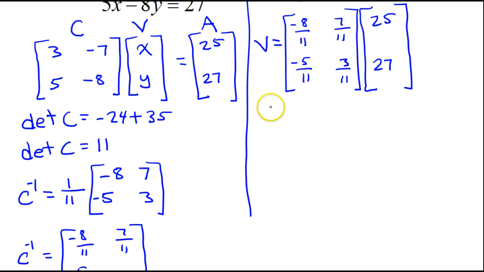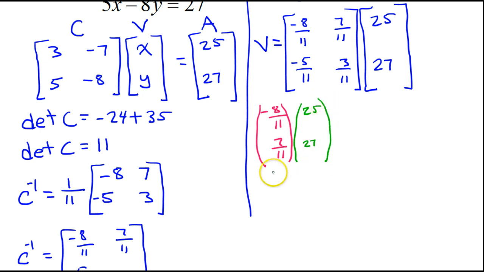Now, even though this is a row, I'm going to write it vertically. So I've got negative 8 elevenths and 7 elevenths. Okay, this is the first row. And I'm going to multiply that row times the column, which is 25 and 27. Before we actually carry that out, let me set up the other one.